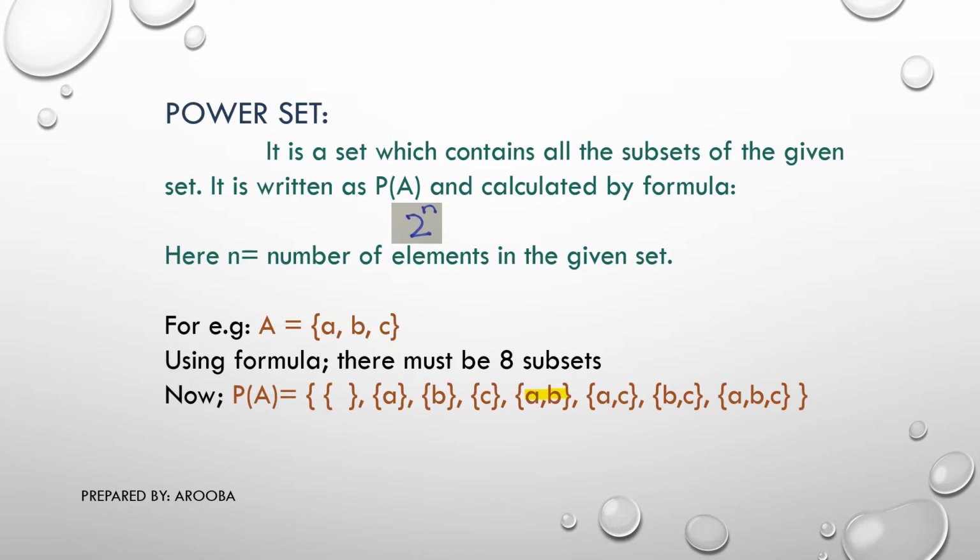Now we cannot make C with A and C with B because C with A is already presented there. C with B is already there. So we cannot make set like that.